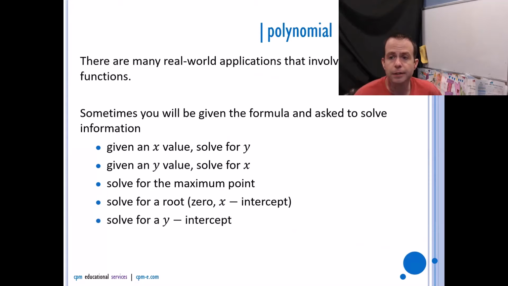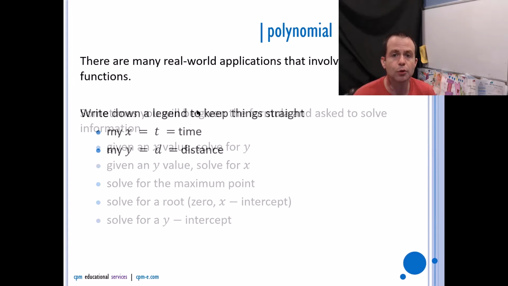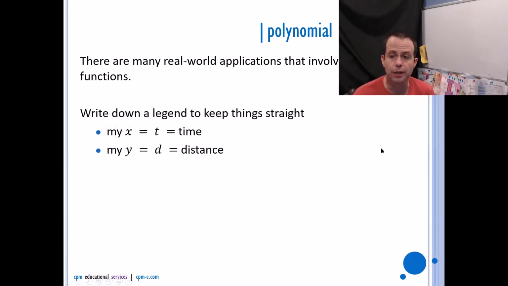Sometimes you'll be given the formula and asked to solve the following information. And these are all the different things we could ask you. We could say, hey, I'm going to give you an X value, you give me the Y value. Or I'm going to give you a Y value, you give me an X value. Or we could have to solve for a maximum point. Or we could have to solve for a root, which is the same as a 0 or the same as an x-intercept. Or we could be asked to solve for a y-intercept as well, okay? And we'll go through a bunch of different examples where we'll cover all of that as we go, okay?